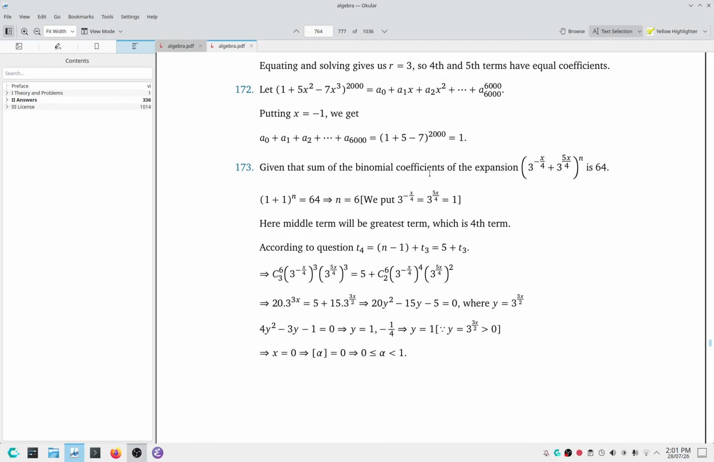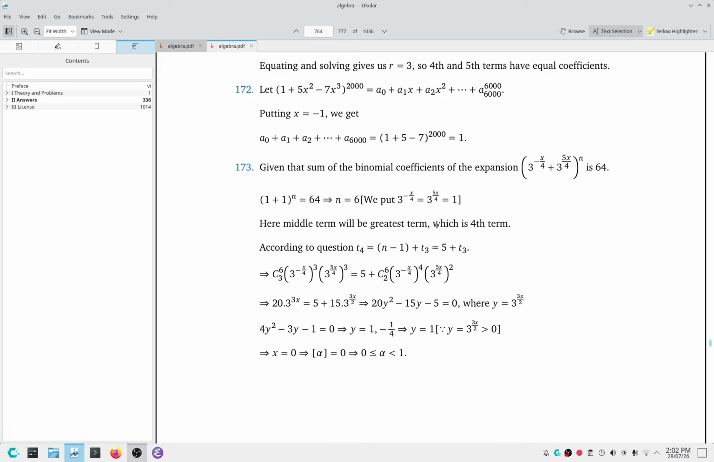So we substitute 1 plus 1 here. We get (1 plus 1) whole to the power n is equal to 64, that is n is equal to 6. We have put 3 to the power minus x upon 4 and 3 to the power 5x upon 4 is equal to 1.